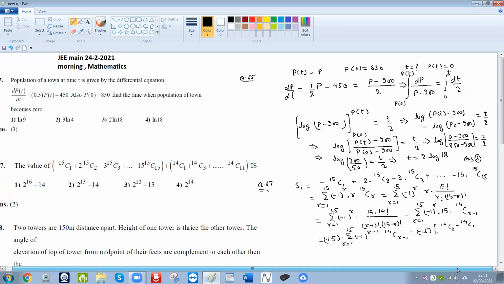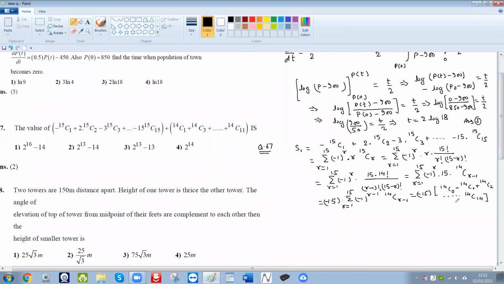Next term will be obtained by r equal to 2, and that one will be minus 14C1, and so on. Next term will be 14C2. It will go on, alternating negative positive, terminating at 14C14. This sum can be shown to be 0 by considering the expansion of (1 minus x) raised to the power 14.